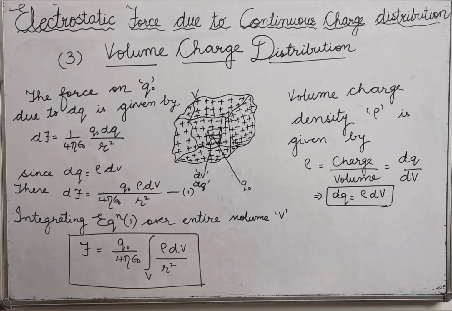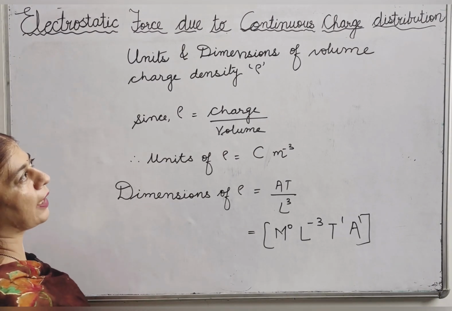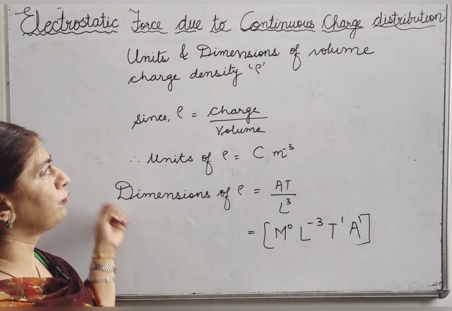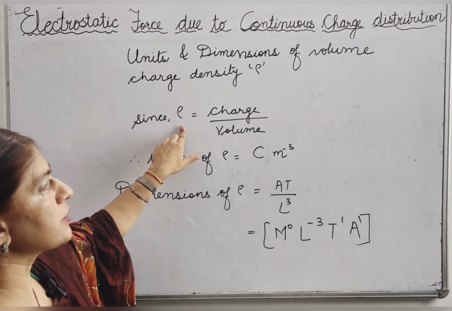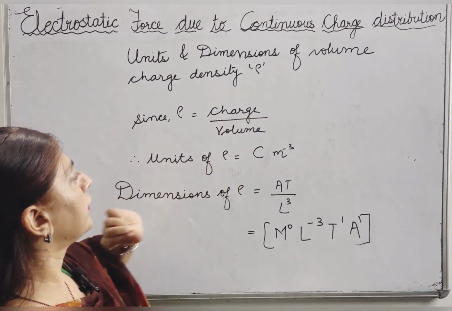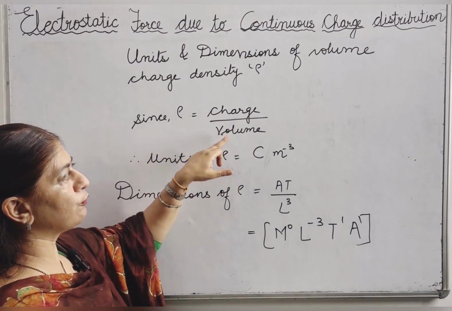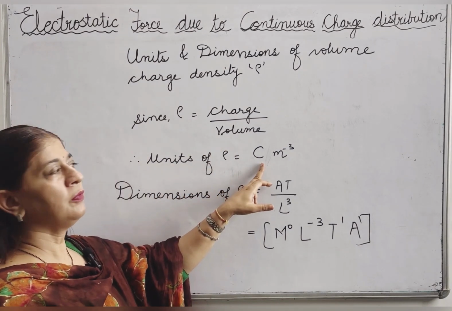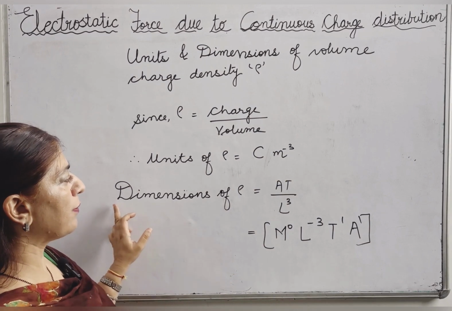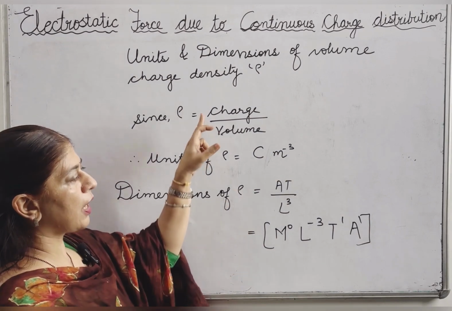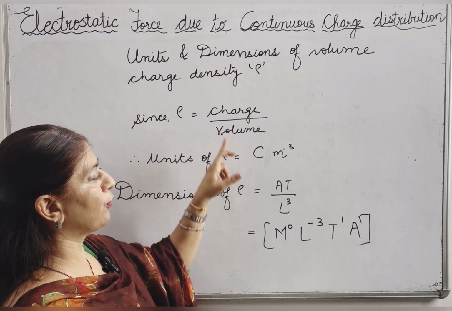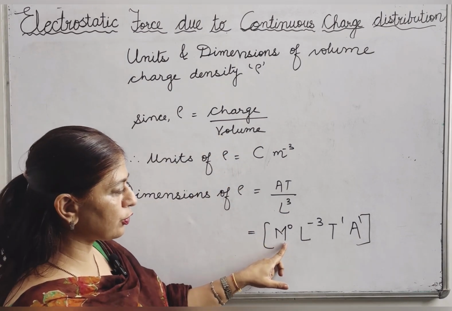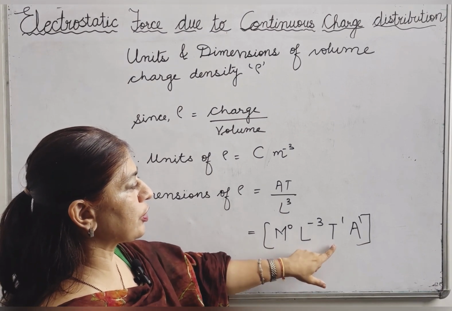We are going to find out the units and dimensions of volume charge density rho. Since the formula for volume charge density is charge upon volume, and the units of charge are coulomb and volume is meter cube, the units of rho become coulomb per meter cube. And about the dimensions of rho, charge has the dimensions AT and the volume has L³. So the dimensions of rho come out to be M⁰, there is no mass, L⁻³ T¹ A¹.